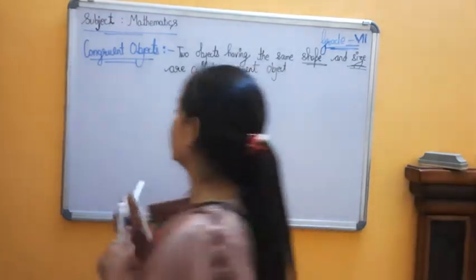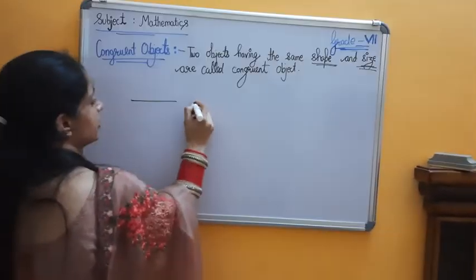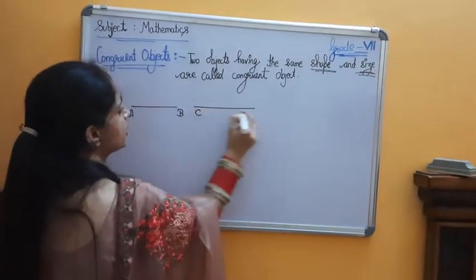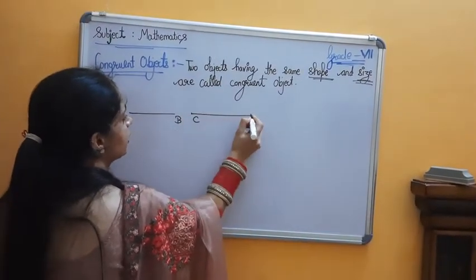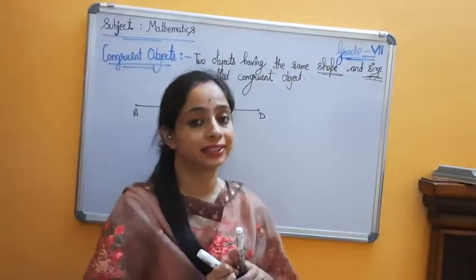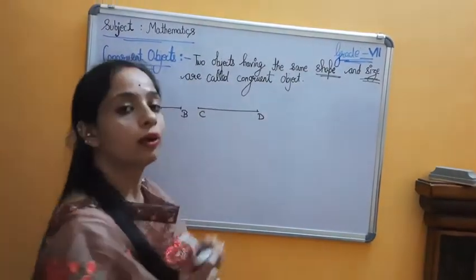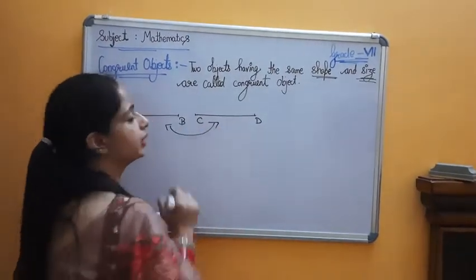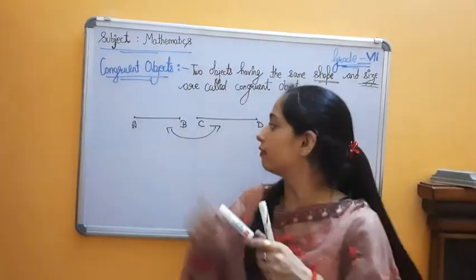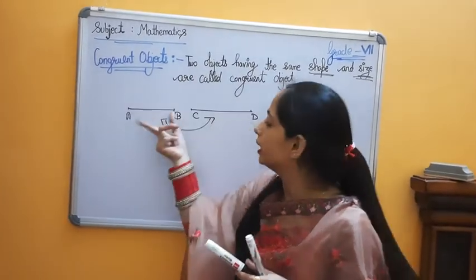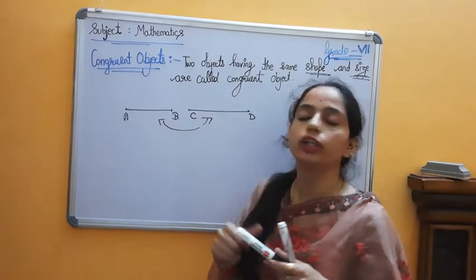If we have line segments, let's say AB and CD, two line segments are said to be congruent when they have same length. If it is of 5 centimeter and this one is also 5 centimeter, then AB is congruent to CD.